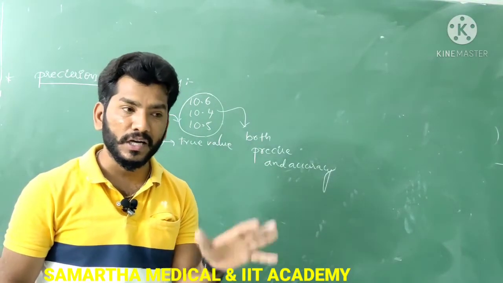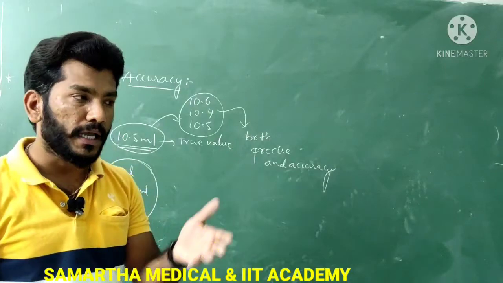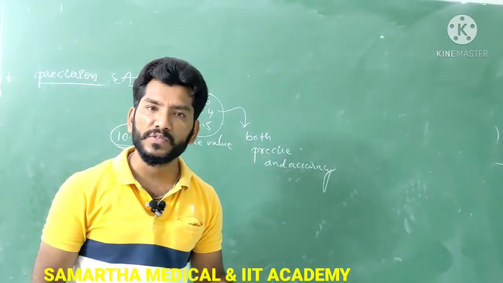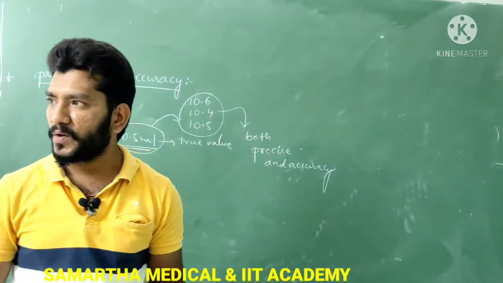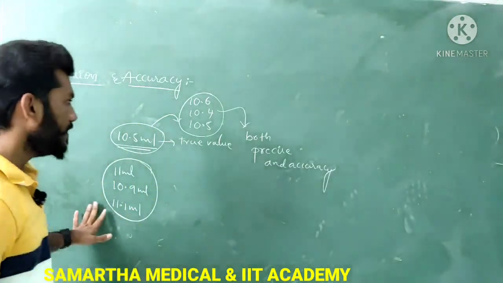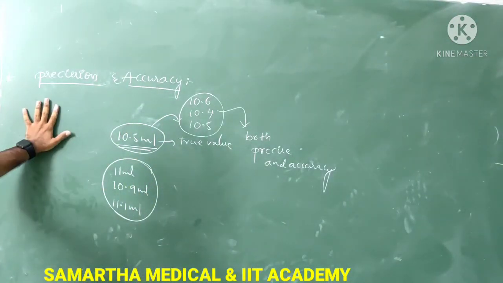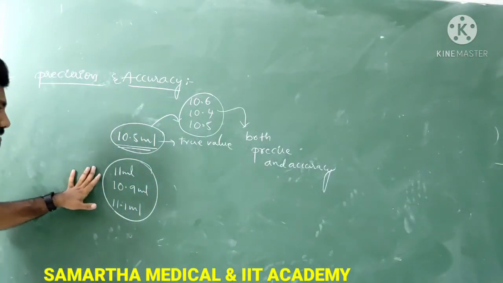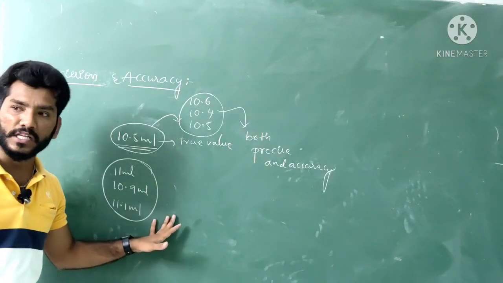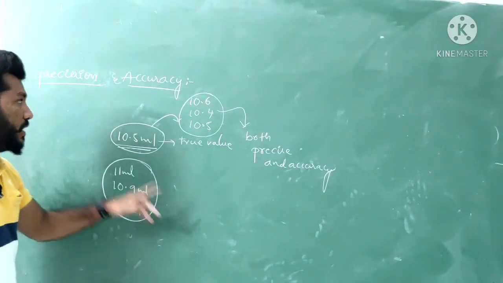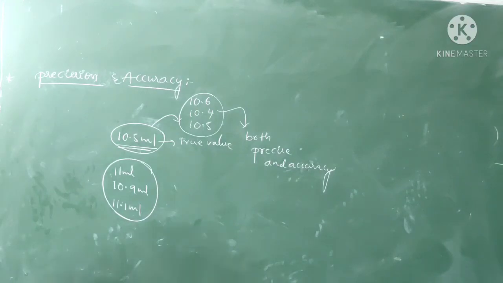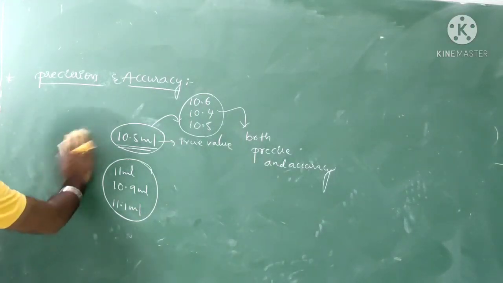So this is the contrast we have to know between precise value and accuracy. I hope you guys are understanding. Let us go into the particular definitions of precision and accuracy.